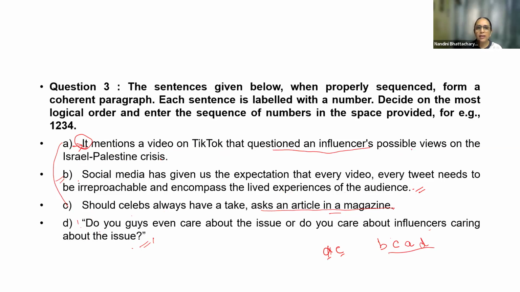So what are you doing? Linking points, linking ideas. So we first found a mandatory pair. Then we found that, okay, this is a TikTok video that questioned an influencer, and this is in inverted commas. So this is probably the question. So it follows A, and the only one that you are left with is B, which will be introductory. Yes, Shyam? Easy? Yes, ma'am. Okay.